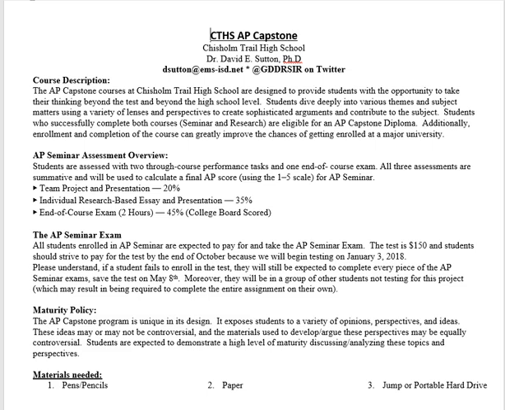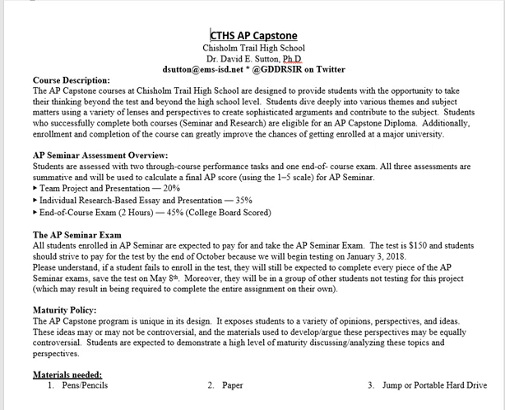So this course is different, and I want to go through a couple of key things as we move through it. First thing is the AP Seminar Assessment Overview. Students are assessed with 2 through-course performance tasks and 1 end-of-course exam. All 3 assessments are summative and will be used to calculate a final AP score using the 1 through 5 AP scale. That's the same AP scale that you've seen in every single course, right? 1 through 5. Our goal point in every AP course I teach is a minimum of a 4. I want no issue with your courses being accepted by a college.